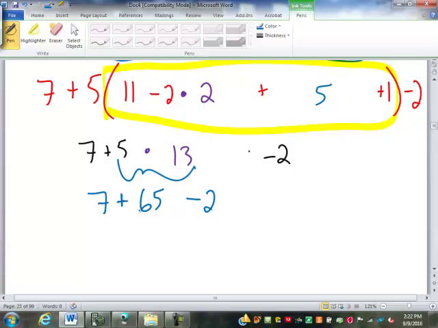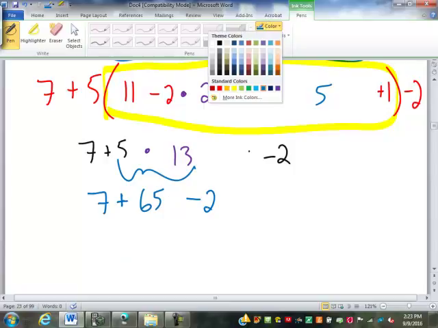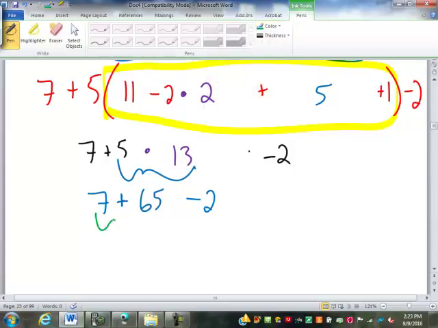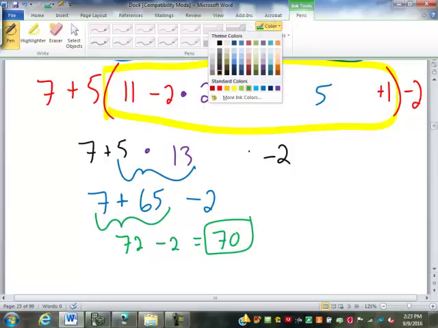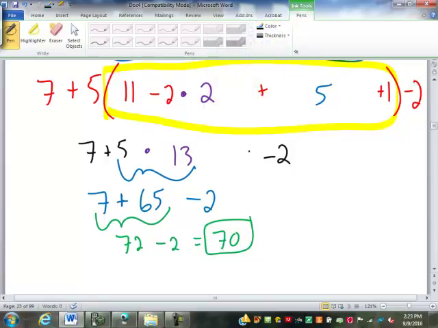Thanks. So now we've got 7 plus 65 is 72. And minus 2 makes 70. Great. How many of you think you can handle problems like that? Show of hands. Most of you? Yeah? Okay.